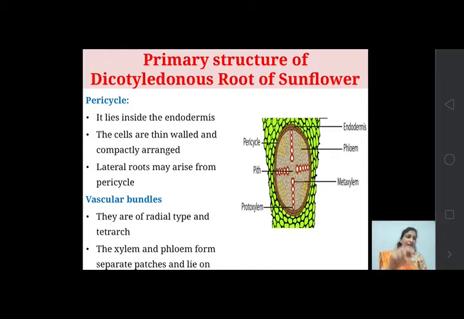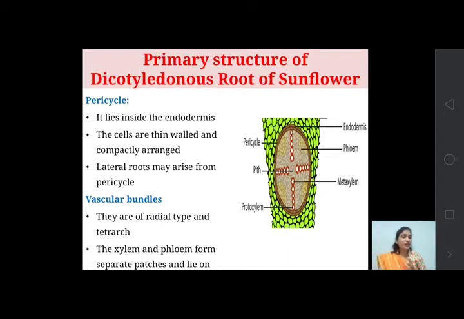So the metaxylem is present towards the inside, that is the center part of the root, known as the pith region. This metaxylem faces towards the central or pith region, and the protoxylem, the smaller vessels, are present towards the endodermis, that is, the outer region, facing towards the outside. And the metaxylem faces towards the inside. This condition is known as the exarch condition.